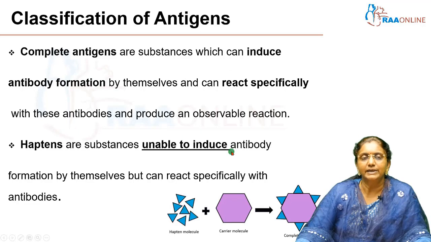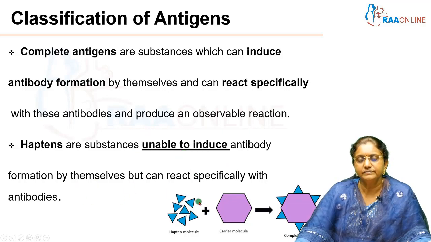When you say complete antigen, they do both the functions. That means they induce the immune response, and they can react specifically with the antibodies so produced and produce an observable reaction. Whereas haptens, or incomplete antigens, are unable to induce antibody formation by themselves, but if the antibodies are present, they are able to react with them. So complete antigens do both, while incomplete antigens or haptens cannot induce but they can react. This is a picture of a complete antigen and a hapten molecule.